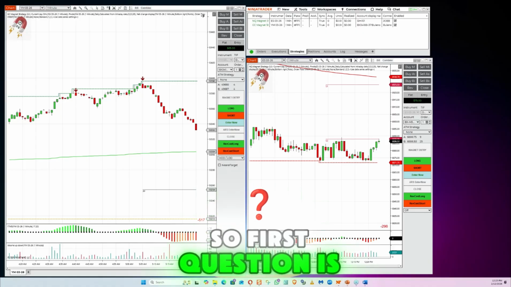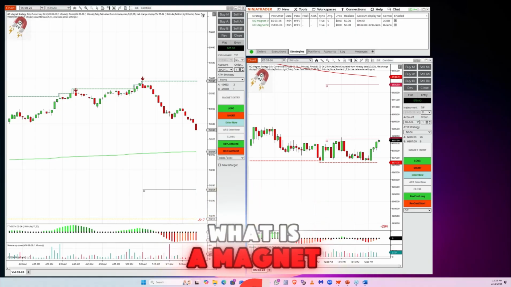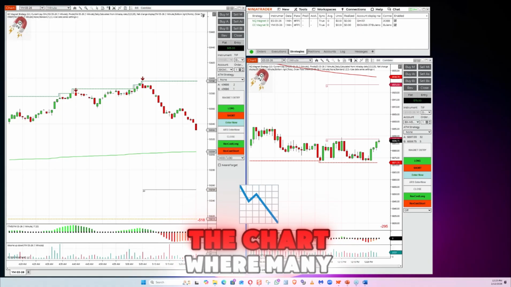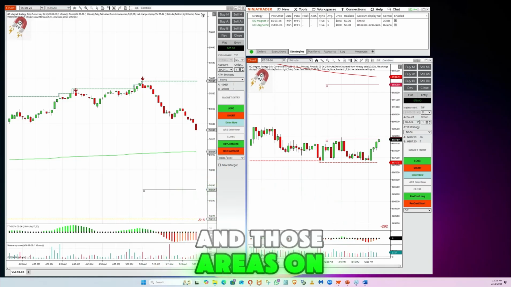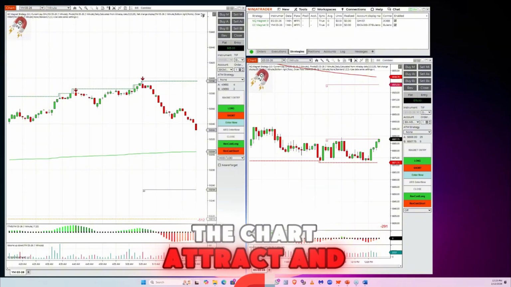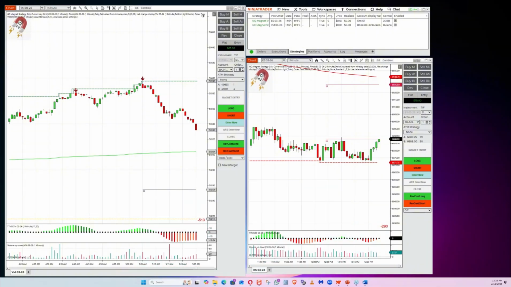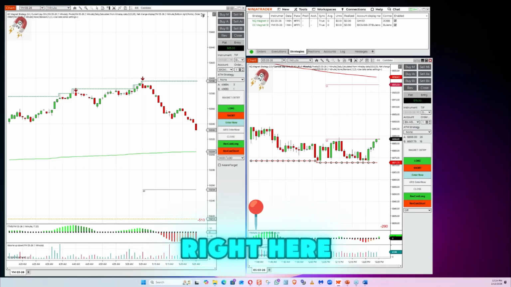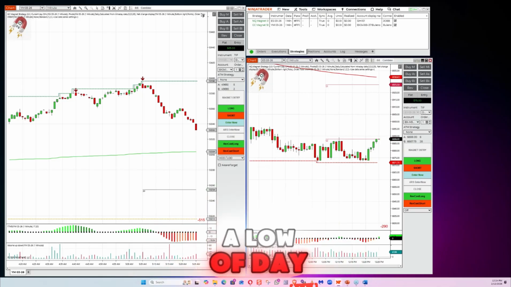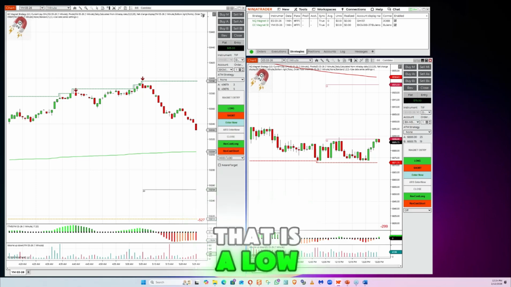So first question is, what is a magnet? Magnets are areas on the chart where many orders are placed, and those areas on the chart attract and repel price. So what happens is, and you could see it right here, this red line is a low of day. That is a low of day.